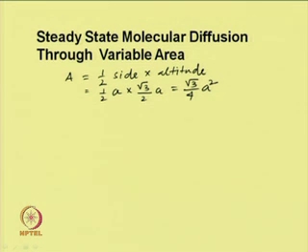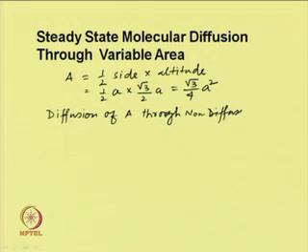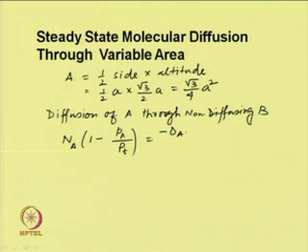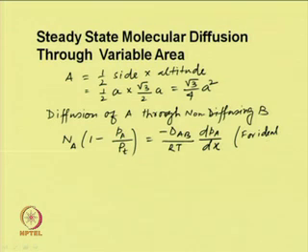Now, if we return to Fick's law, diffusion of A through non-diffusing B, in this case the governing equation of the flux is Na into (1 minus partial pressure of A by Pt, the total pressure) is equal to minus dAB by RT dPA by dx, for an ideal gas.